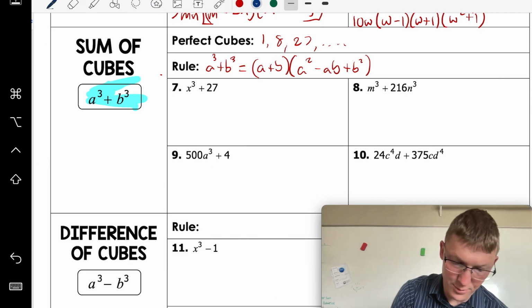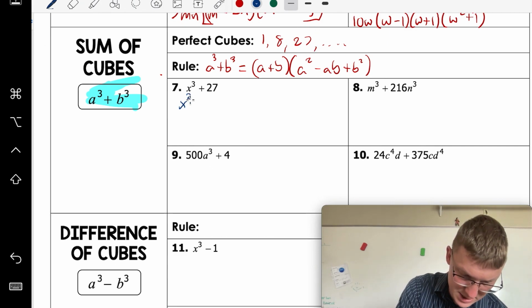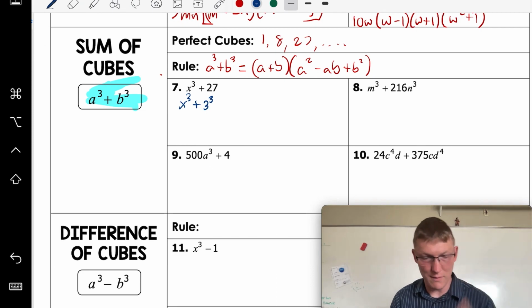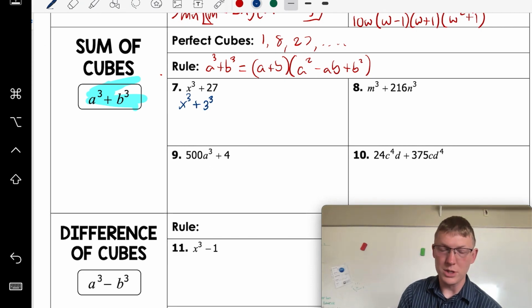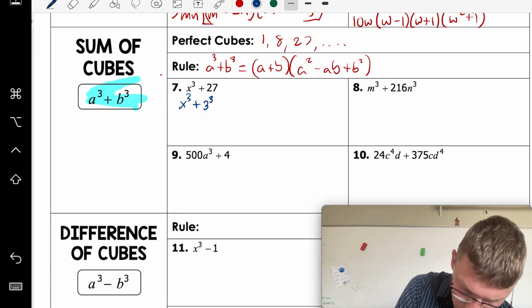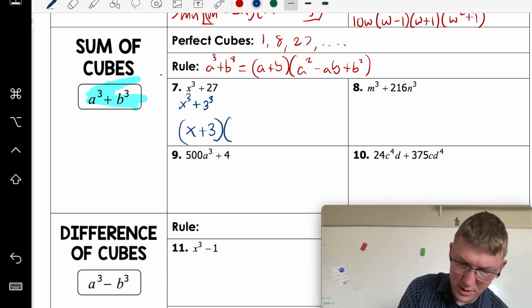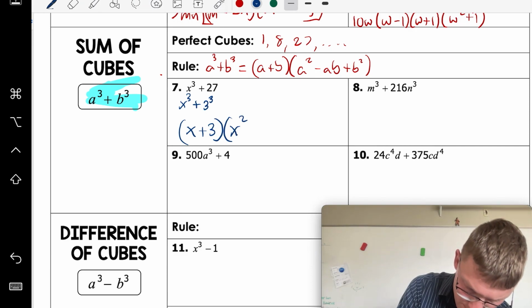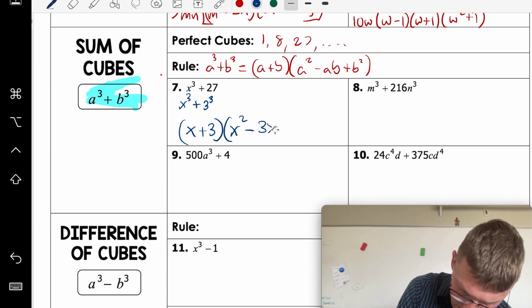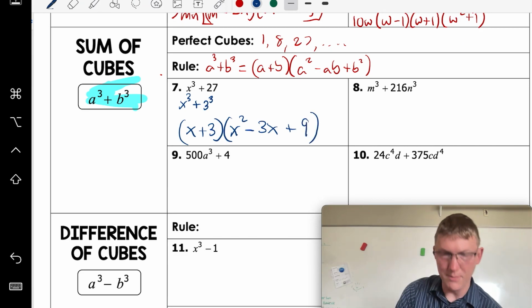So for example, here we have x cubed plus 27. 27 is one of our perfect cubes, so we can rewrite this as x cubed plus 3 cubed. 3 times 3 is 9, times 3 is 27. So then we're just going to plug it into this side of the equation, and we will be in business. So we've got x plus 3. That's the first part. Then we're going to have x squared minus 3x, a times b, plus b squared, which is 9.